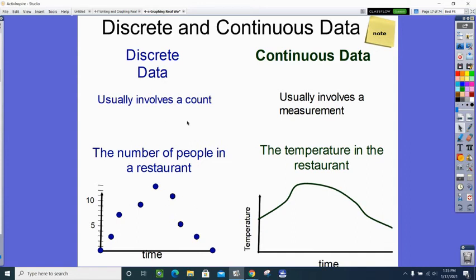It's a count. However, if you were talking about the temperature in that very same restaurant, as you turn up the heat and the day goes on, it starts to get hotter. It doesn't go from 68 degrees and instantly jump up to 69. It goes through all numbers in between. So temperature, which is a measurement, would be continuous and you would connect the dots basically.